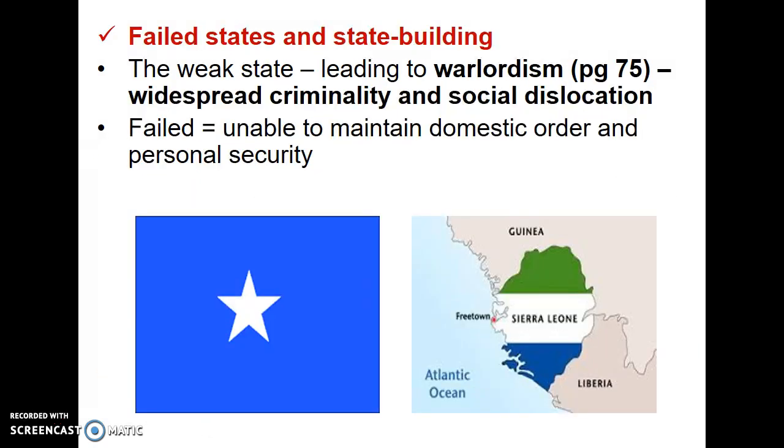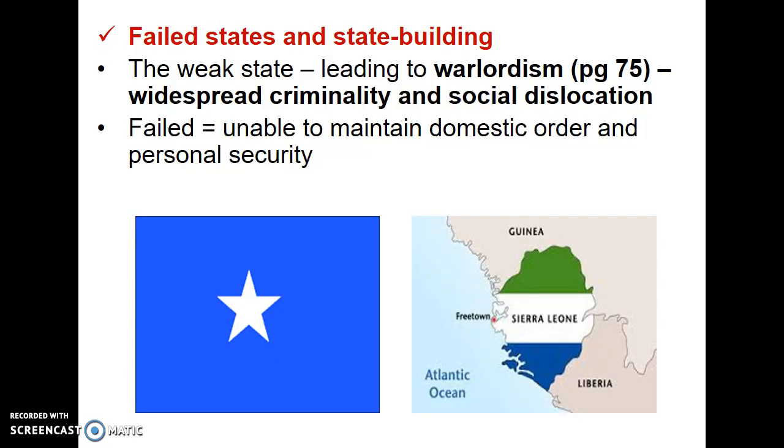Another point to consider under the state in the global era is the idea of failed states and state building. This is a very contested concept because once again you have to label whether or not you consider a state to be failing. Who decides? The weak state leads to warlordism.